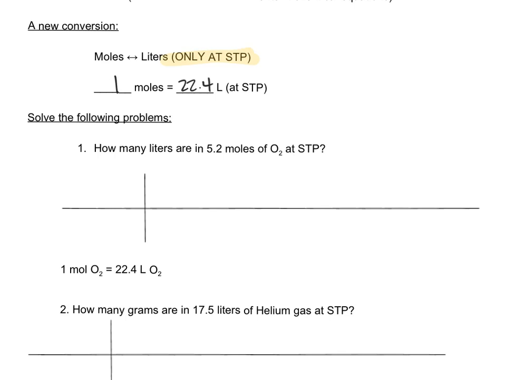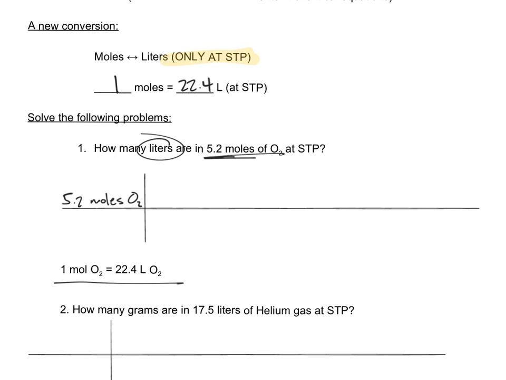First conversion here is how many liters are in 5.2 moles of O2 at STP. And it says at STP, so we can use the conversion. First step is drawing the chart. After you draw the chart, you write down your given, which is 5.2 moles of O2. And the conversion we just learned is that 1 mole of O2 is 22.4 liters, and we are going into liters here. Now we're going to need to plug this conversion into the chart.